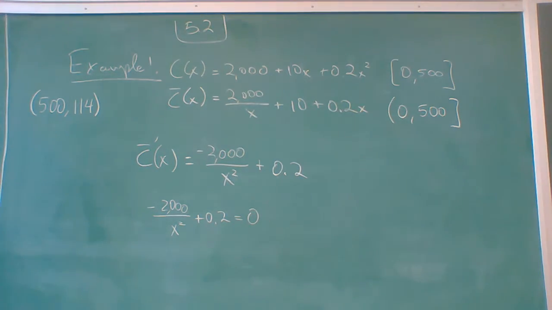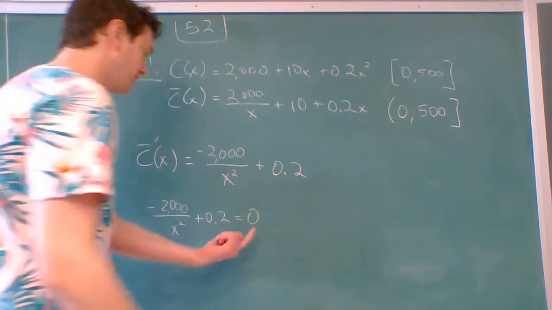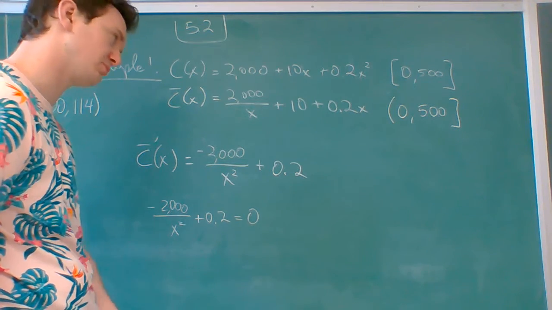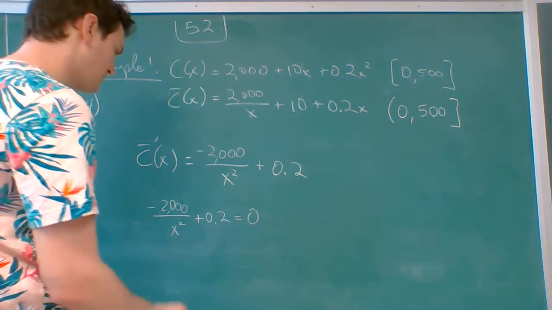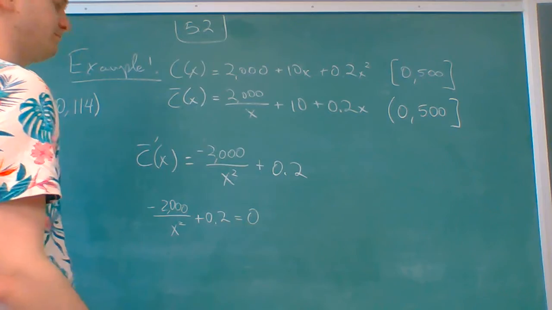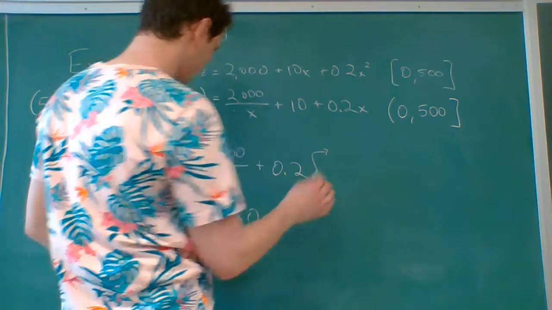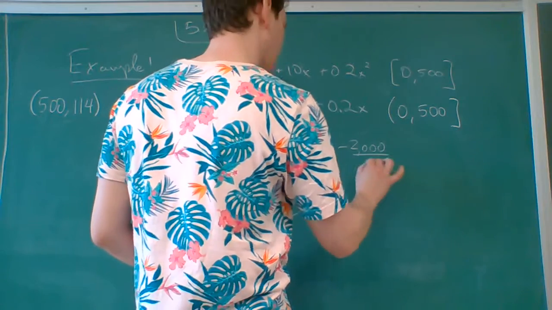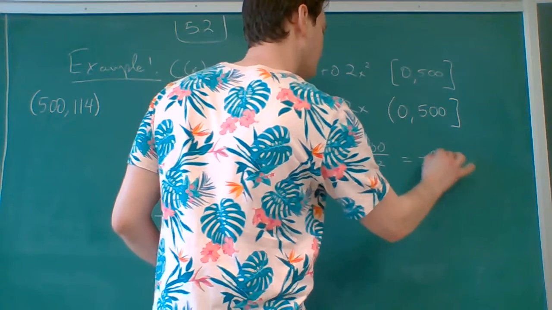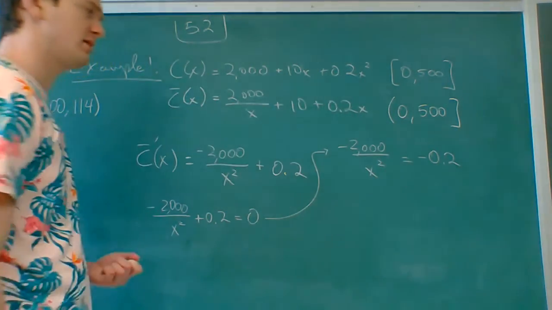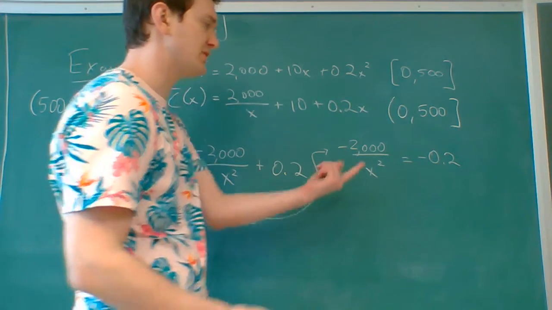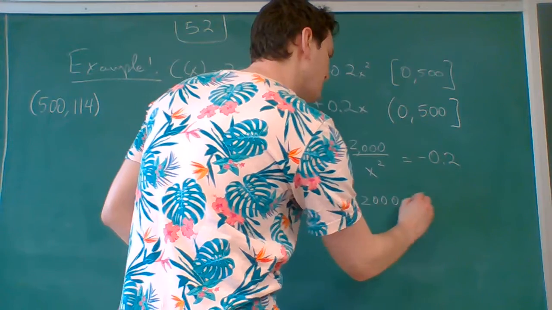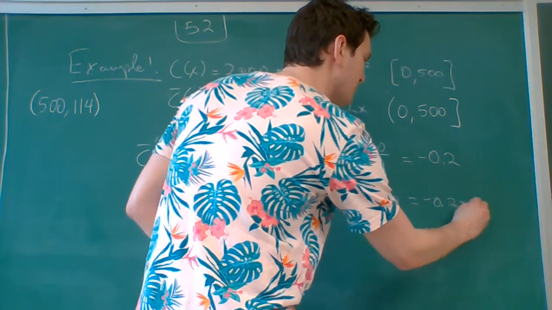Set it equal to 0 and solve for x. Solving for x here, I'll subtract 0.2 from both sides. So I have negative 2000 over x squared equals negative 0.2. Multiplying by x squared on both sides, got to get that x out of the denominator. So I'm getting negative 2000 is equal to negative 0.2 x squared.